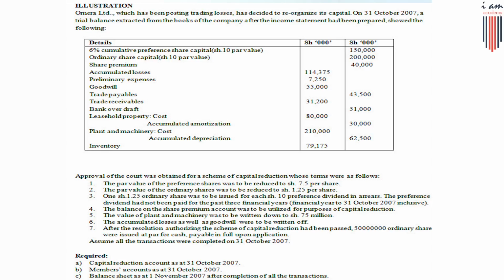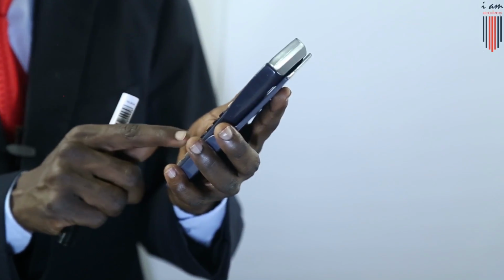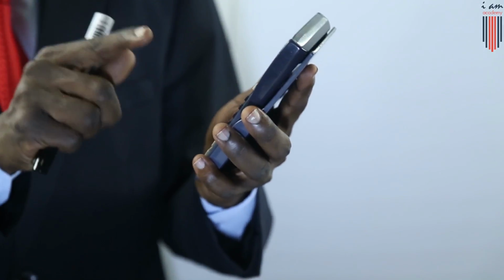In the ordinary share capital, we have a total of 200 million. The par value per share is 10 shillings. If you take the 200 million divided by 10 shillings, that definitely, friends, will come to 20 million. Just simply, if you take your calculator, meaning you take 200 million, you divide it by 10 bob, you are going to have it as 20 million shares. If you also calculate the preference share capital, you take the 150 million, you divide it by 10 shillings, you are able to have 15 million shares.